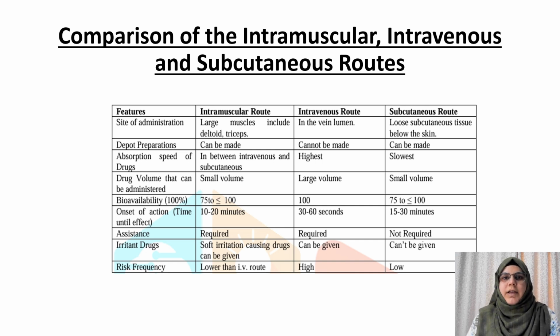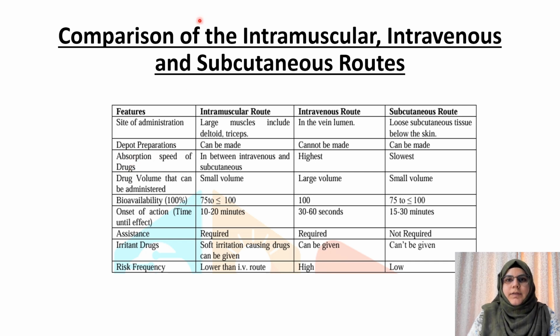Now here is the comparison of the intramuscular, intravenous and subcutaneous routes. First is the site of administration. In the intramuscular route, large muscles are used, including the deltoid and triceps. Triceps, I think everybody knows. Intravenous is into the veins, and subcutaneous is into the tissue below the skin.